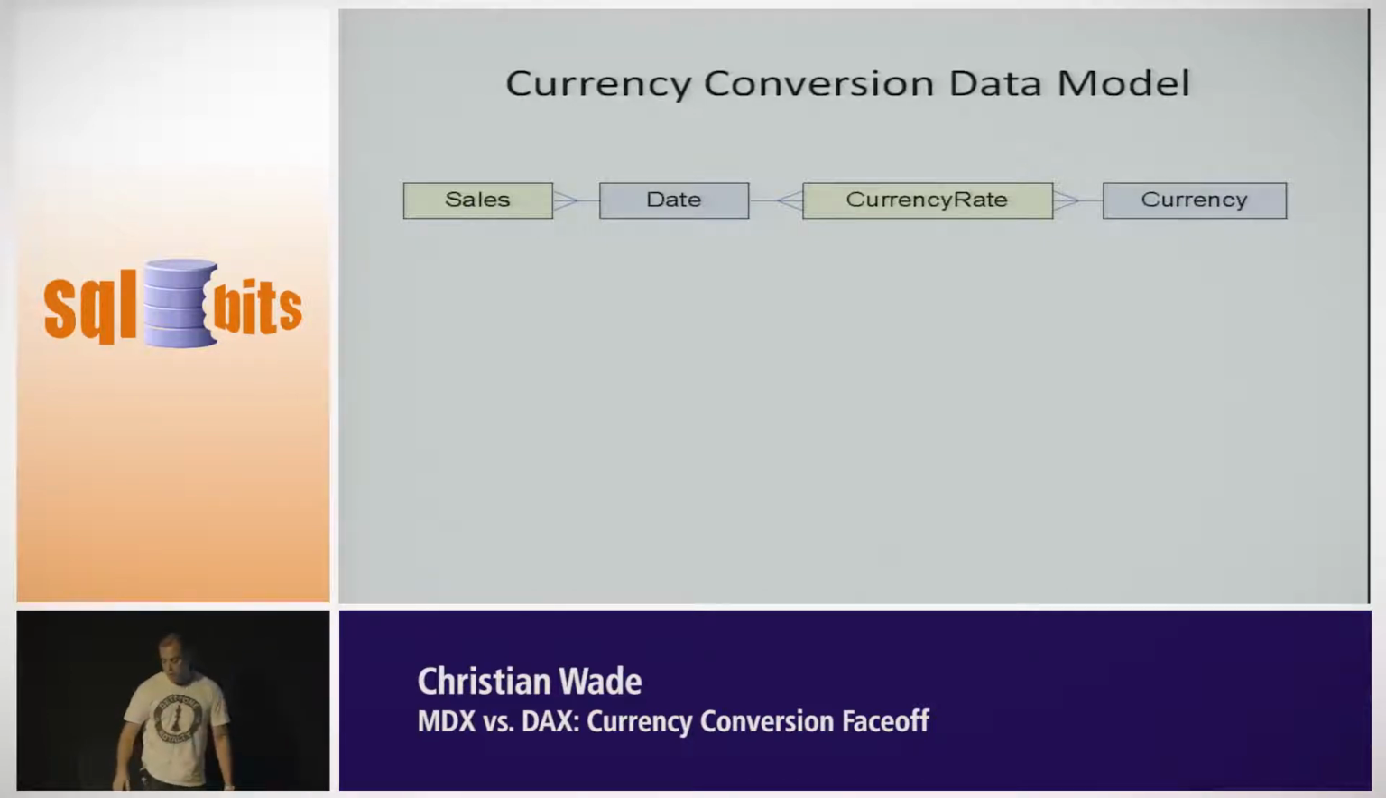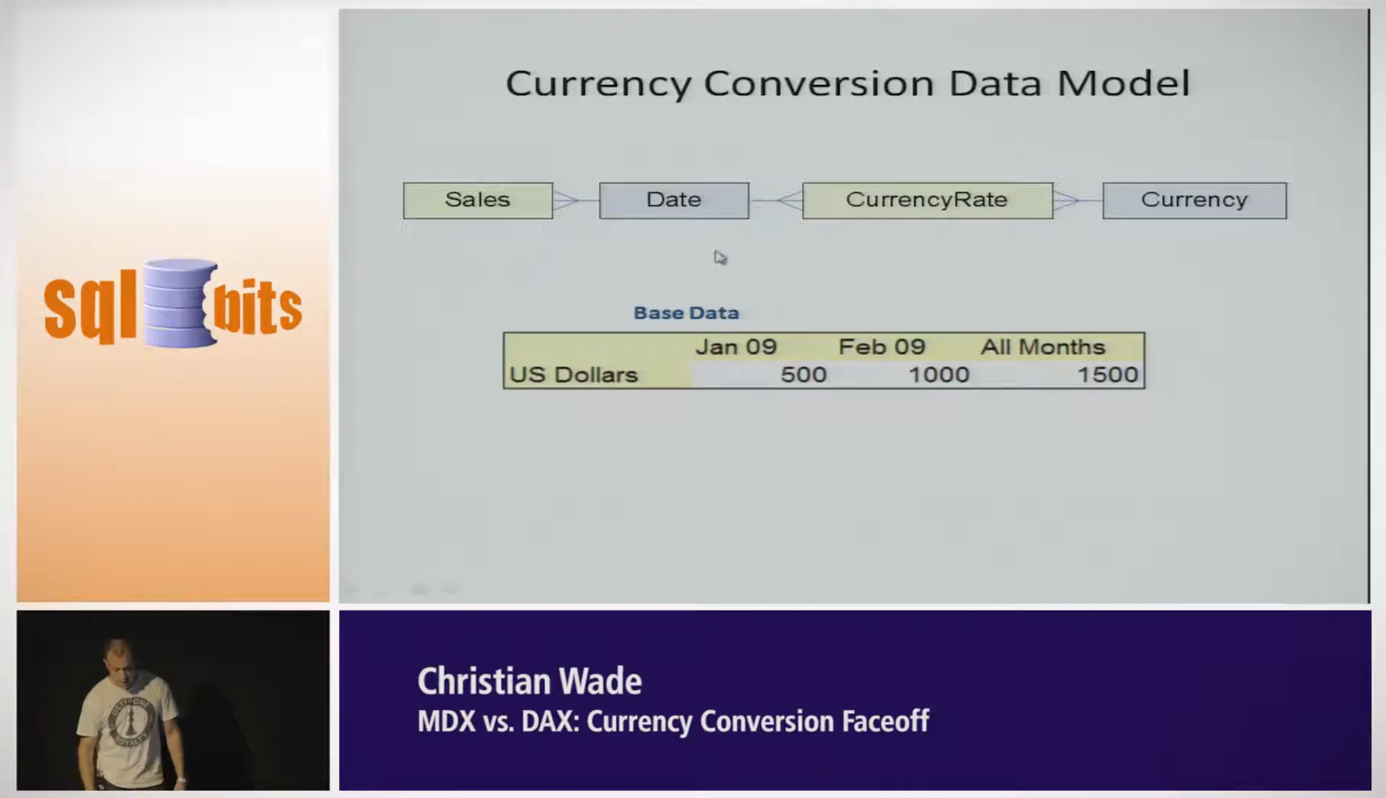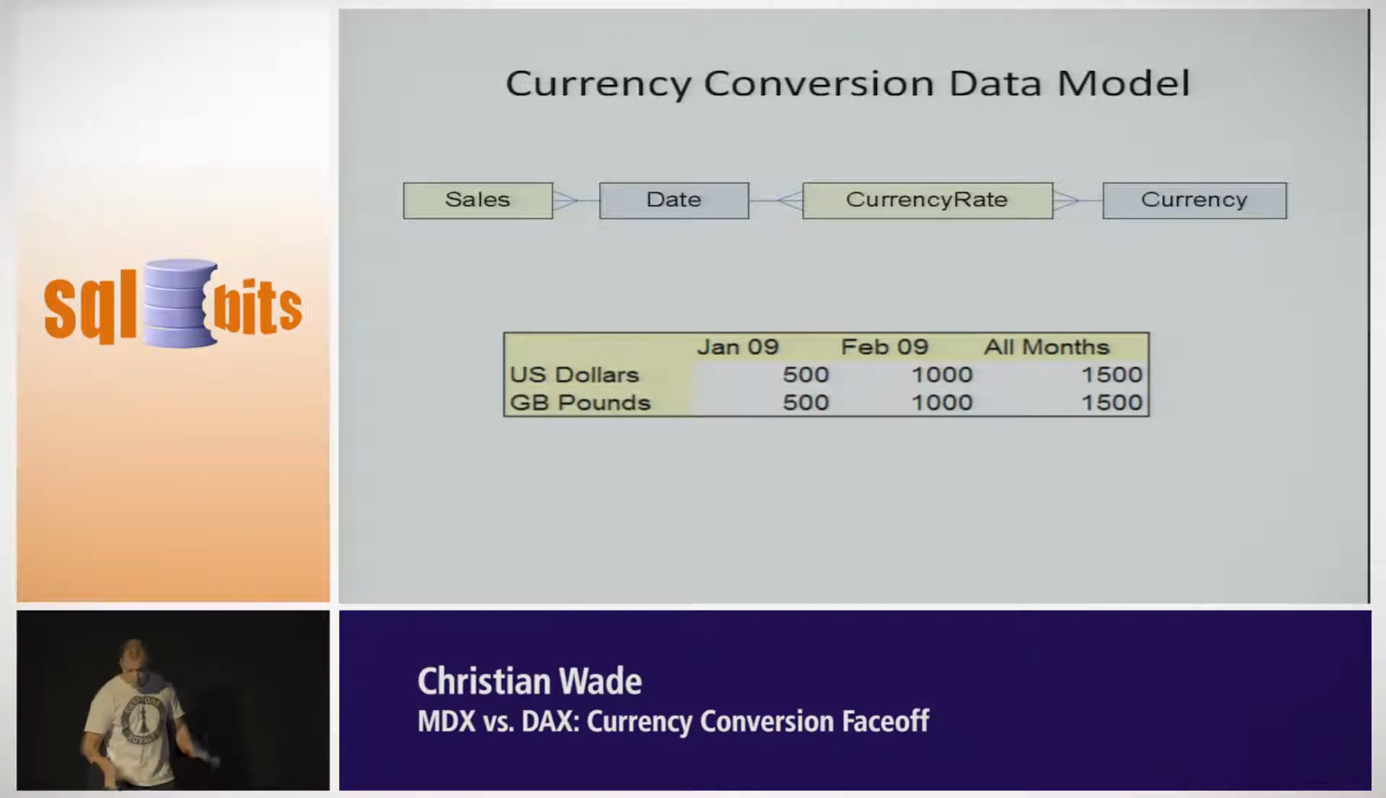So the correct way to model it is with a many-to-many relationship between date and currency, and therefore currency is a many-to-many dimension with respect to sales. And here's some grossly simplified data. This is my base currency, right? In this case, you'll have to forgive me, the foreign currency is British pounds. Obviously, these are not the correct numbers that we would want to see.